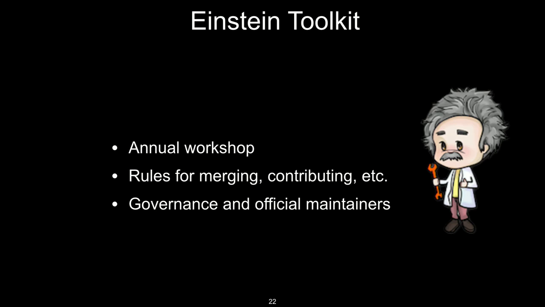Another community code that really grew up from a community in a distributed fashion is something called the Einstein Toolkit, which wins the award for coolest logo of any of these community codes. The Einstein Toolkit is one of the older community codes, and it was started to do general relativistic simulations. They have an annual workshop. They have rules for merging and contributing to the code. And they even have laid out governance and official maintainers of this code base. So they have taken great pains to really build a community around this code to keep it alive, to keep it maintained, to keep it continually pushing forward to address new problems, to address the same problems in better ways. So that's the Einstein Toolkit.